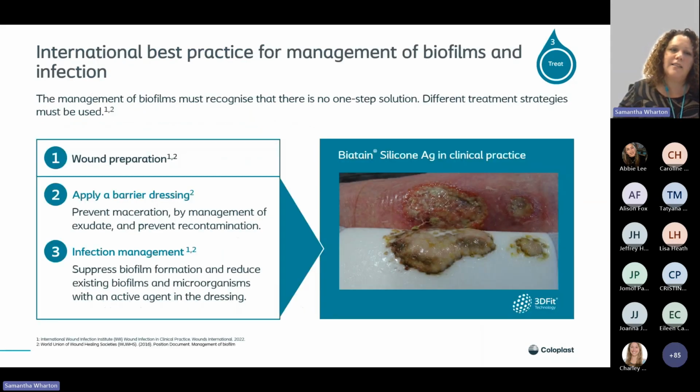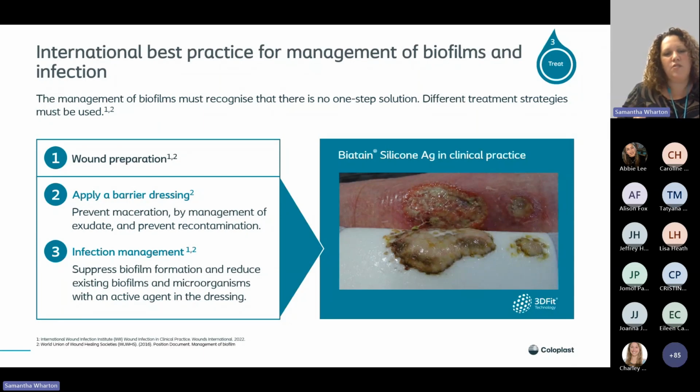So going back to that international best practice for the management of biofilms and infection. We've done that wound preparation. We discussed that oil prep pad, how that can support and help you cleanse and debride and optimize that wound environment for that wound to heal. The second part of the international best practice is to apply a barrier dressing that prevents maceration by managing that exudate and preventing that recontamination.